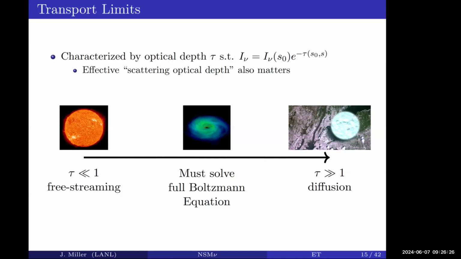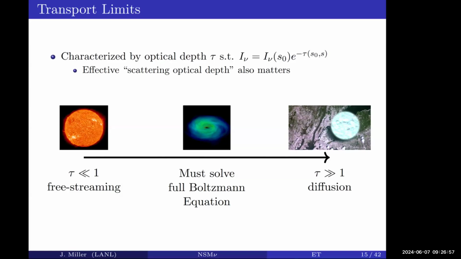In the limit where tau is much, much less than 1, you're free streaming. Nothing is absorbed, nothing is scattering, you just escape. Just to hammer the intuition here, for neutrinos, the sun is optically thin. You've heard the story that it may take 100 years for a photon to escape the sun. Not so for a neutrino. Neutrinos go right through. The other limit, when optical depth is very high, you're in the so-called diffusion limit.